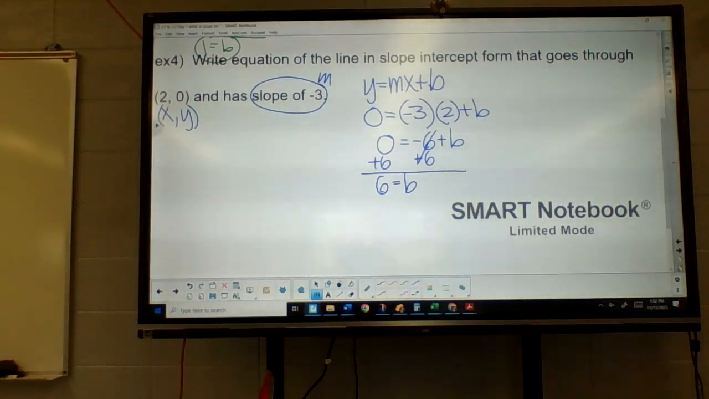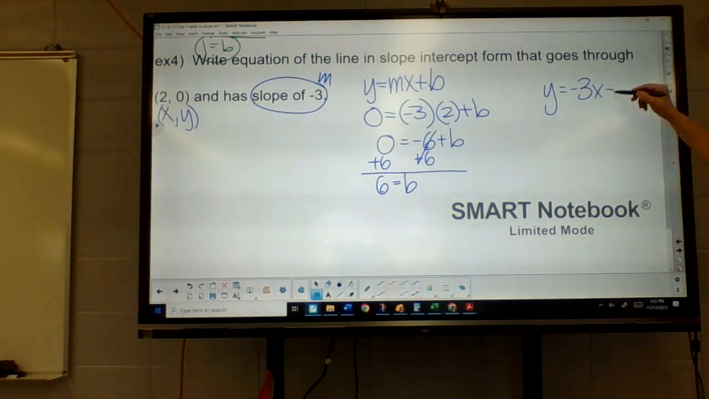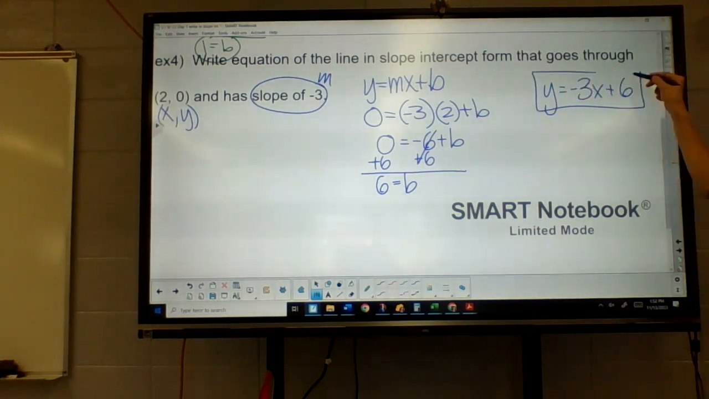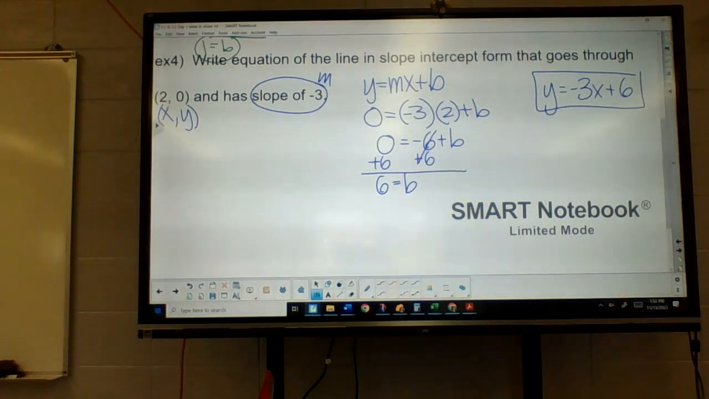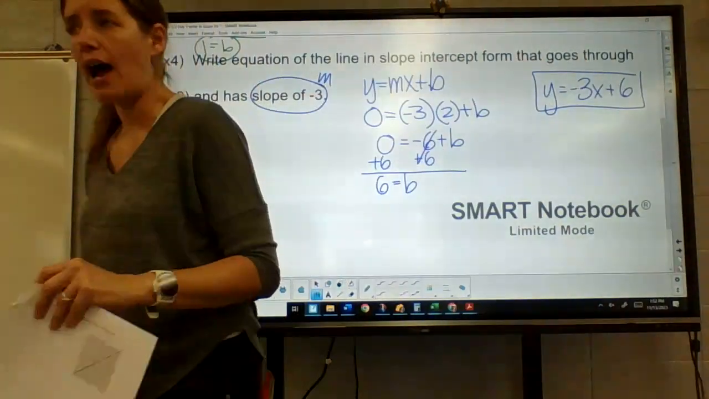And then we take our slope and our y-intercept. So we write that again with the x and y as variables because that's our general equation. So this works for all the points on the line, not just one specific point. Okay? So we're going to do some practice with this.